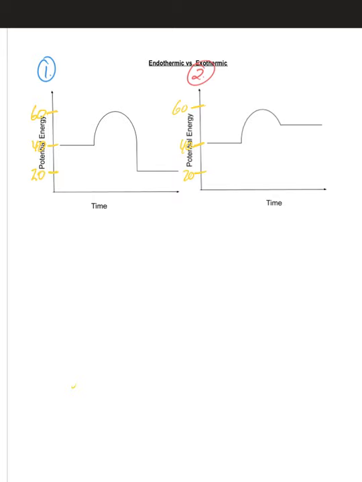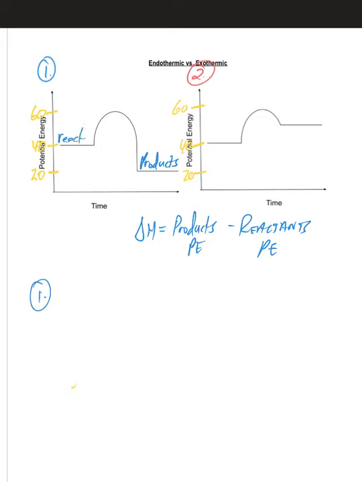Now, the last way we can determine if something's endo or exothermic is by calculating delta H. And if you remember, delta H is going to be equal to your product's potential energy minus your reactants potential energy. So I'll go ahead and do that for potential energy diagram number 1, or the one on the left. Here are our products. Here are our reactants. And so if I do products minus reactants, that would be 20 minus 40. That equals negative 20 joules. And if your delta H is negative, then you know that it's an exothermic process.